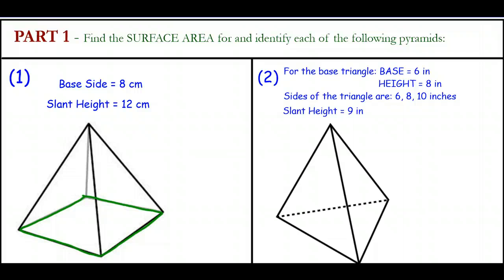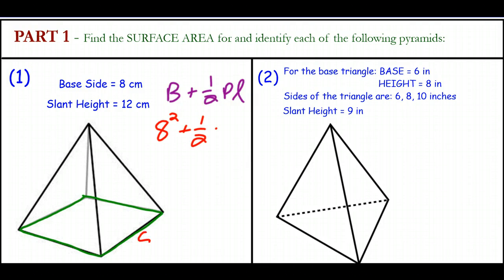So for number 1, we remember that our surface area formula for a pyramid is base plus 1/2 perimeter times slant height. Now the area of the base for this square is just the side of the base squared, so it's 8 squared, plus 1/2. The perimeter of the base is just going to be 8 times 4, because there are 4 sides, each of 8 centimeters long, which is 32, and the slant height is 12.